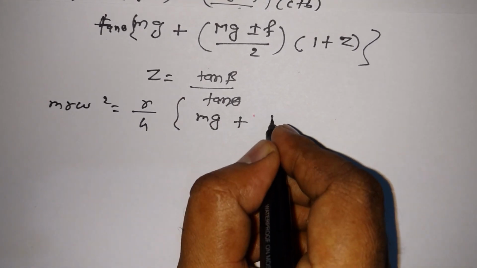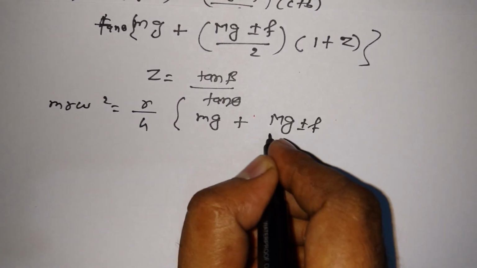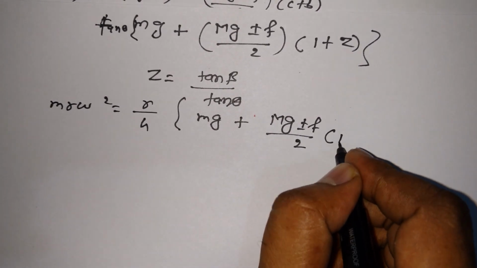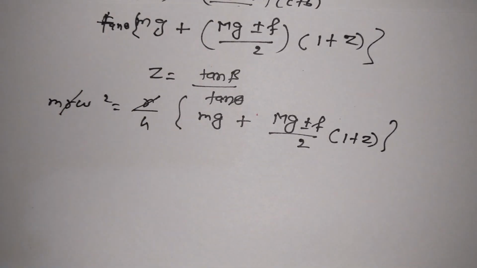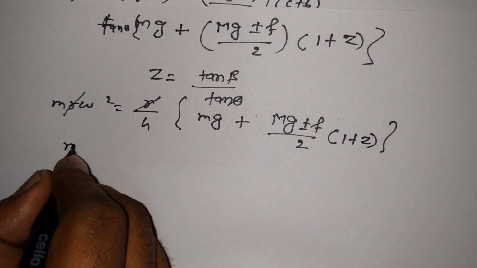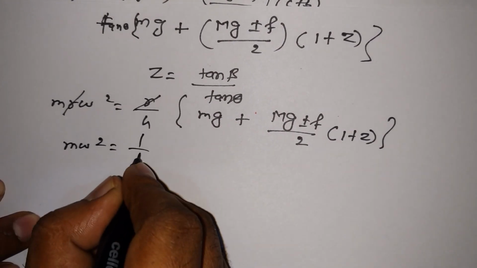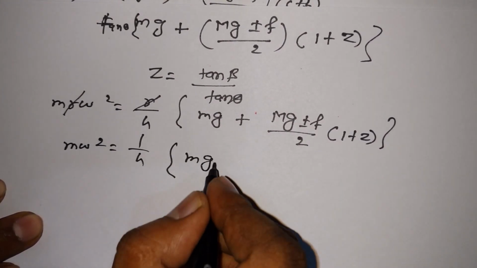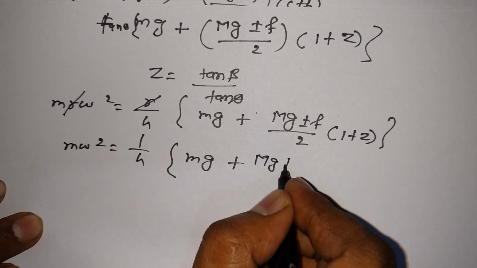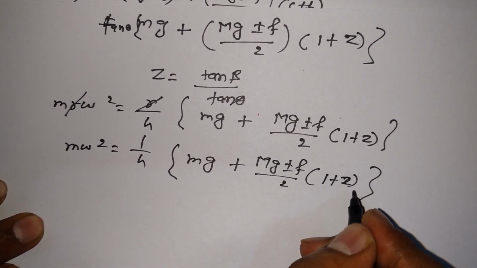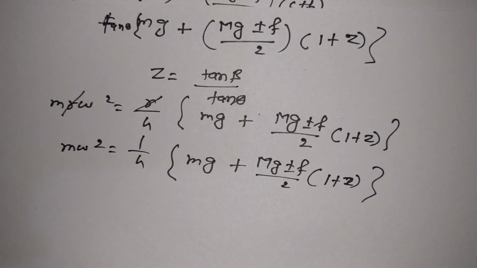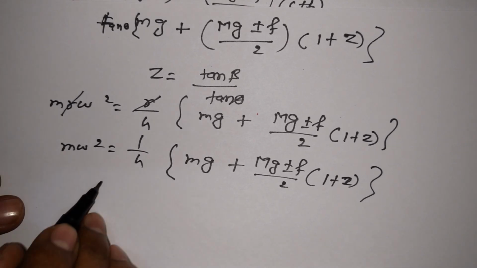mg plus minus f by 2, 1 plus z. So r and r cancel, and m omega square is equal to 1 upon h, mg plus minus f by 2, 1 plus z. So basically we got the equation that we needed to find out, the exact equation here.